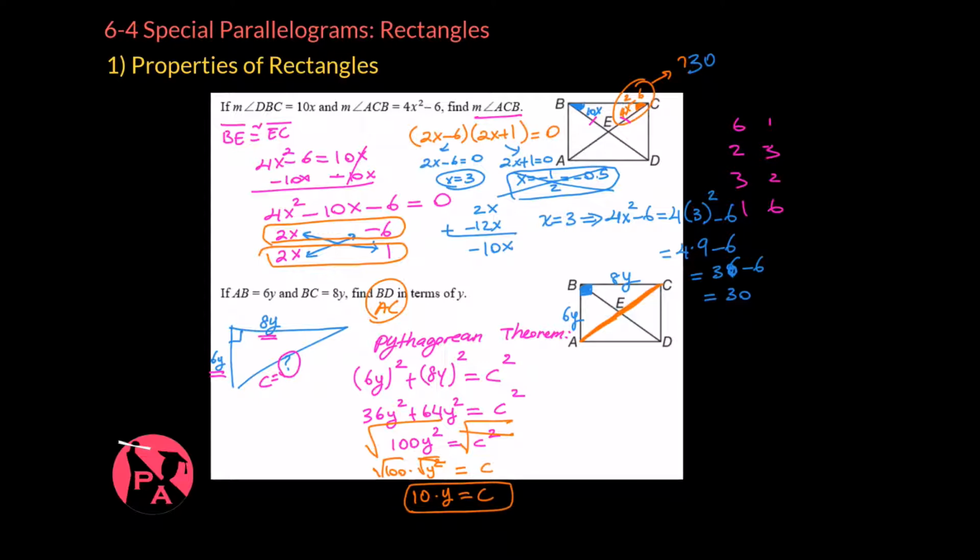So again, let's remember what the c was. The c was equal to the hypotenuse of this right triangle. Now I know that the hypotenuse is 10y, which is this side. So if this side is 10y, remember BD is going to be the same. So we can basically say that the length of BD is going to be 10y.